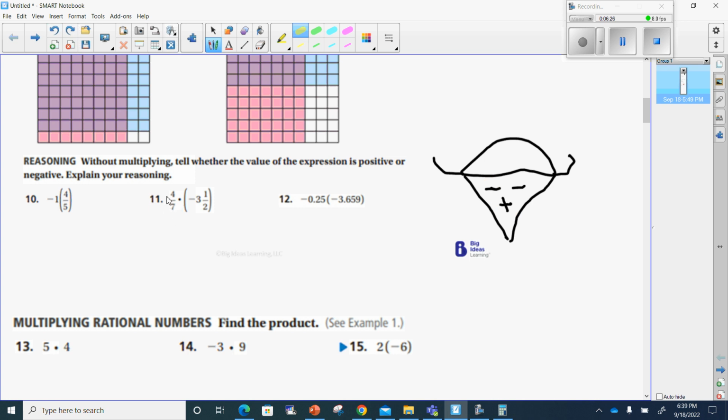So let's look at this one. We have a positive times a negative. That tells me everything I need to know, because a positive times a negative is a negative. So this answer will be negative. Explaining the reasoning, a positive times a negative equals a negative. Guess I can type that out quicker.